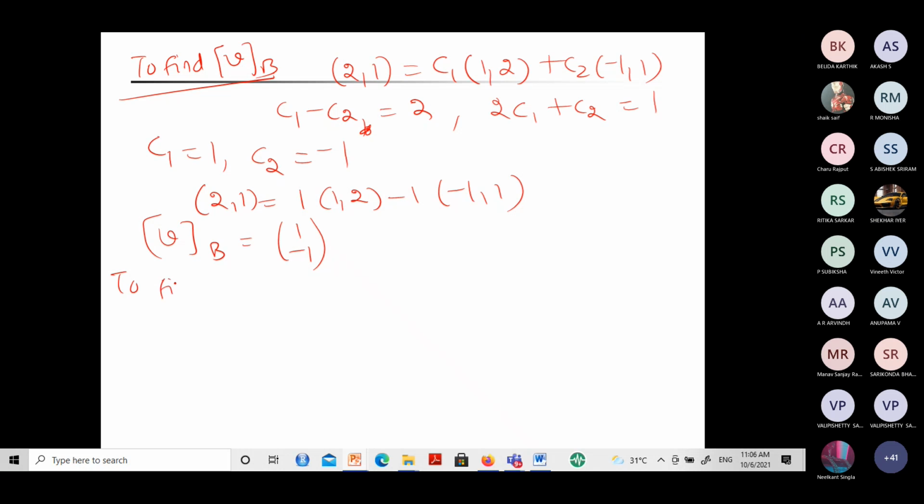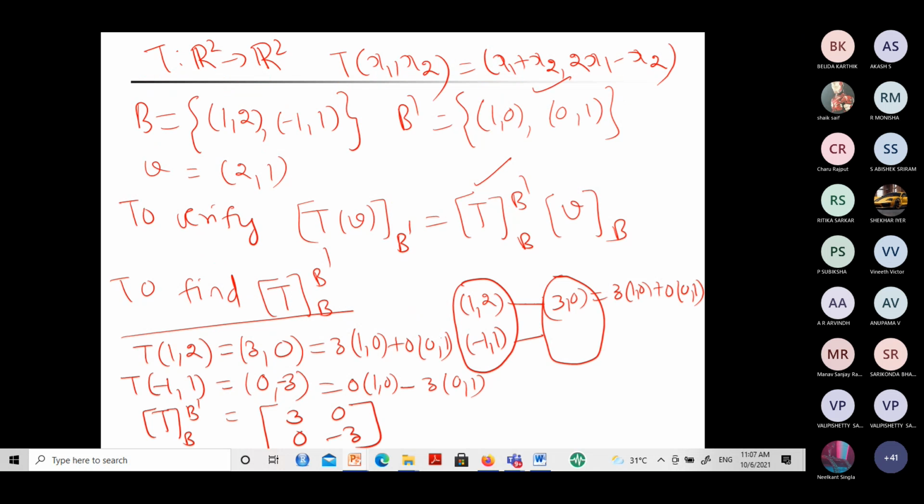Then to find T of V with respect to B dash, what is T of V? I should find T of (2, 1). Got it, ma'am. So tell me, what is T of (2, 1)? It is (3, 3). Correct? Okay, (3, 3).